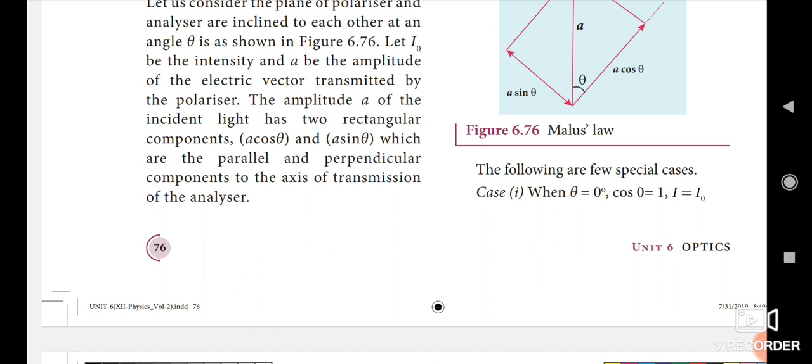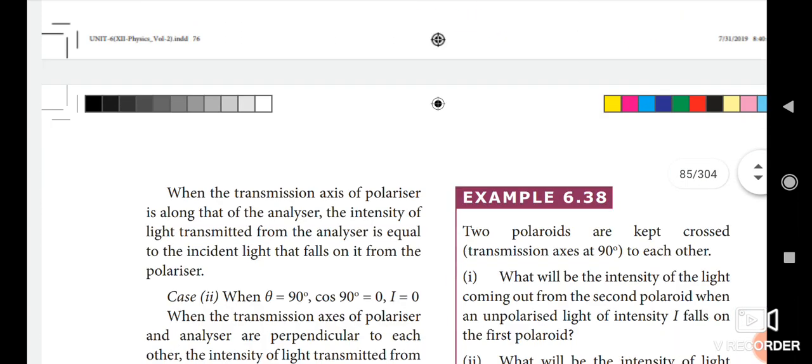Next, it consists of two cases. In the first case, the angle theta will be 0. What is the value for cos 0? 1. So the intensity I is equal to the maximum intensity I naught. It produces the maximum intensity, because here the transmission axis of the polarizer is along that of the analyzer, that is, the light released from the analyzer is equal to the polarized light. Okay, so this is the first case.